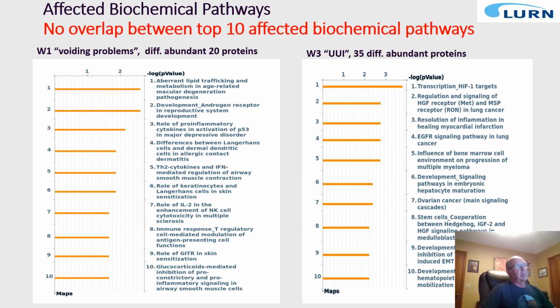Mapping of the differentially abundant proteins on the known biochemical pathways with MetaCore software demonstrated that affected pathways are different across the clusters as well, confirming that they are biochemically distinct and likely have different etiologies. For instance, there is no overlap in the top 10 affected pathways for clusters W1 and 3.